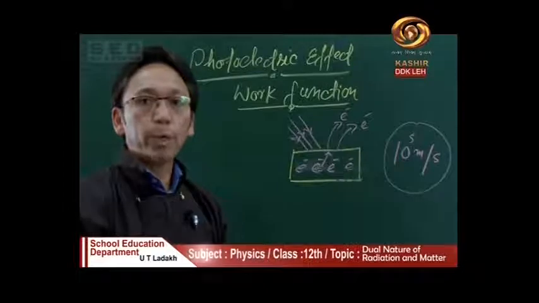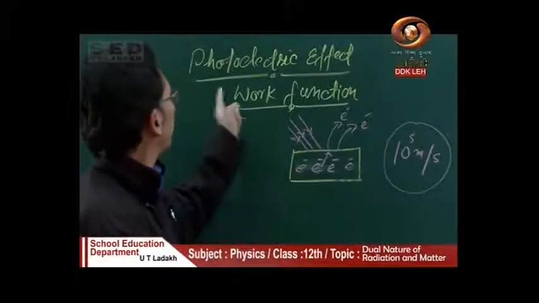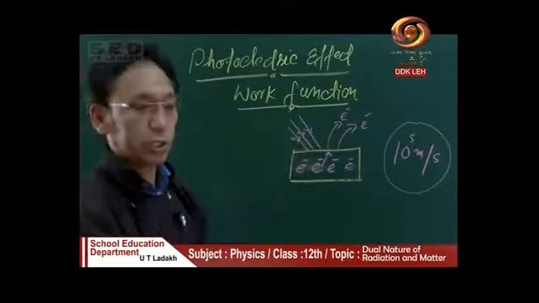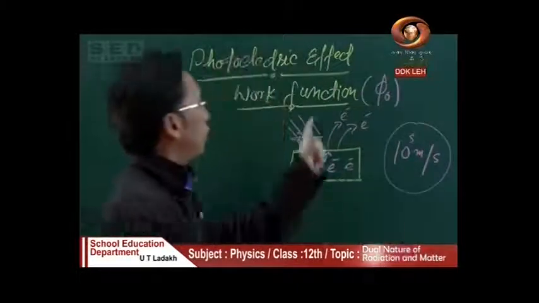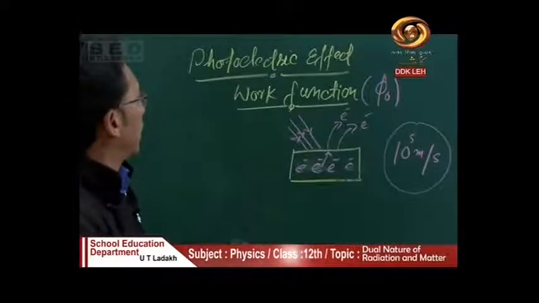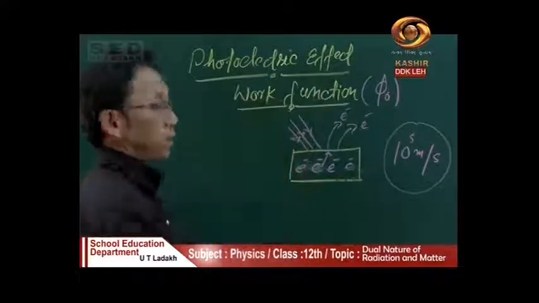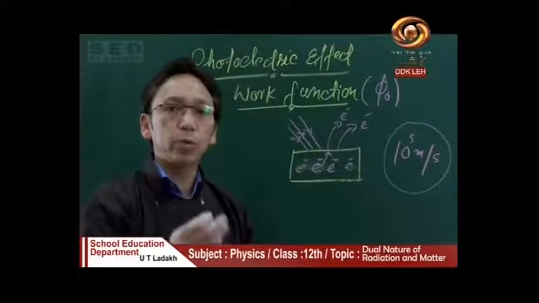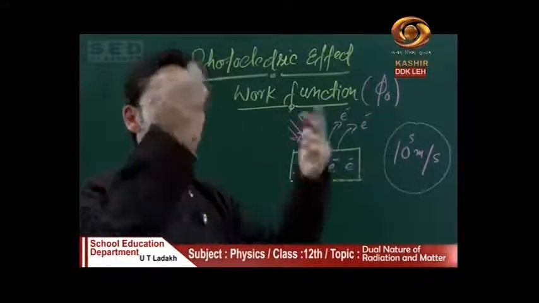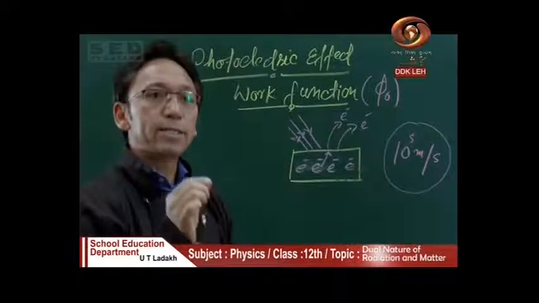What is that minimum amount of energy? So we can see here the work function of that metal. It is denoted by phi naught. So we can write the definition of this work function from here. The minimum amount of energy that is given to an electron so that it can just come out from the metal surface is called work function.